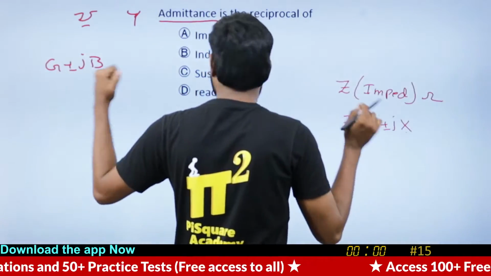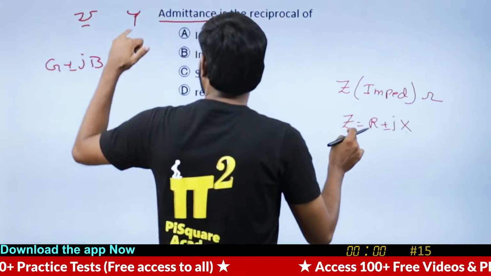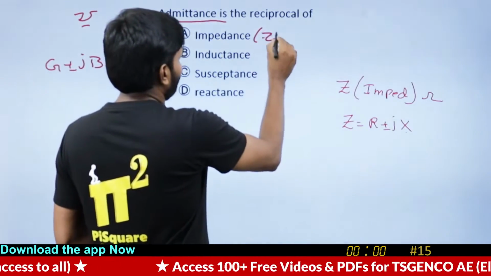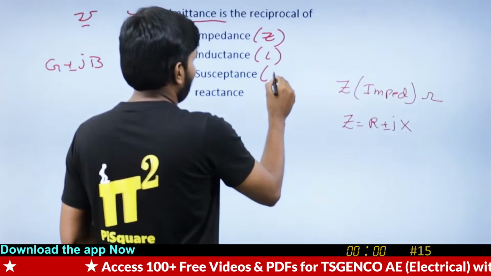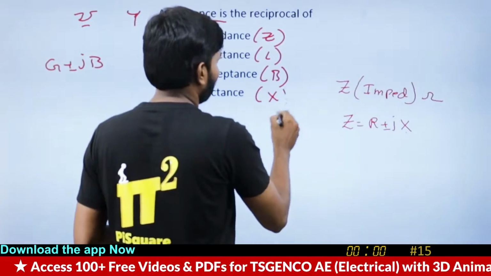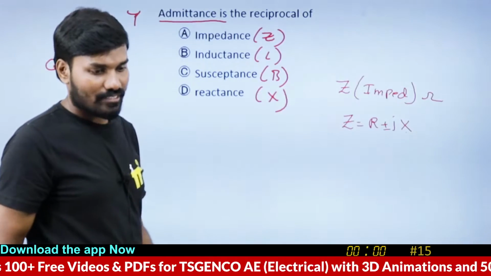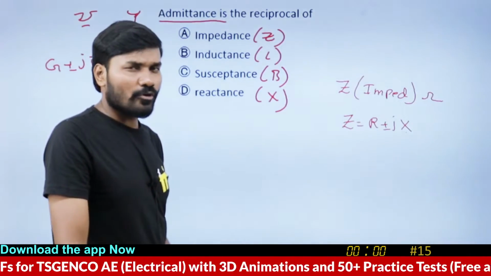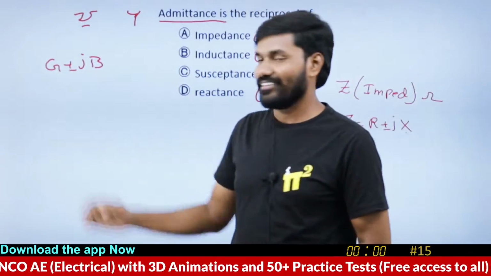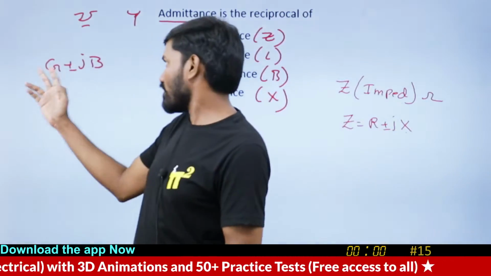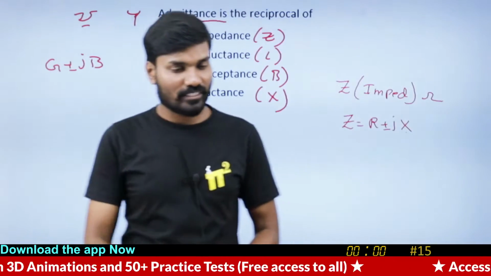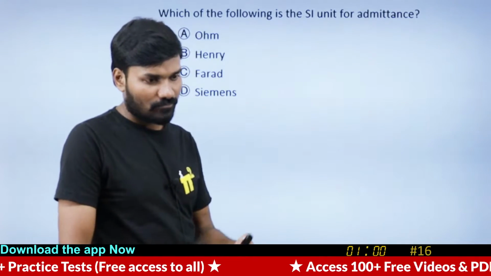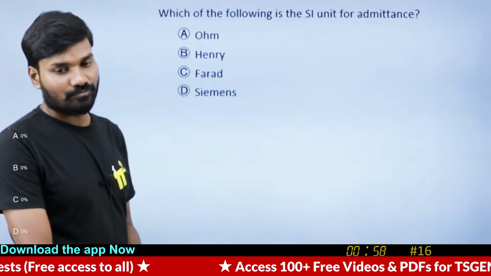So X and B are reciprocal to each other. R and G are reciprocal to each other. Z and Y are reciprocal to each other. So admittance Y, impedance Z, conductance G, susceptance B, reactance X. That's it. Siemens, mho, absolutely right. What's the unit for Y? Same, mho. Mho plus mho is equal to mho. That's pretty good. Next question on the screen now.